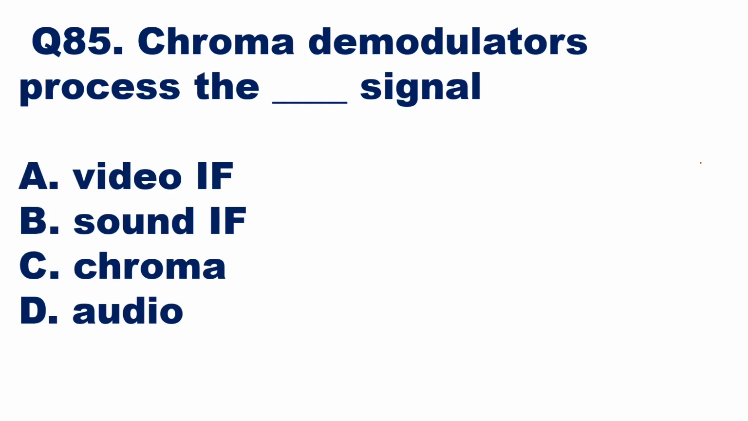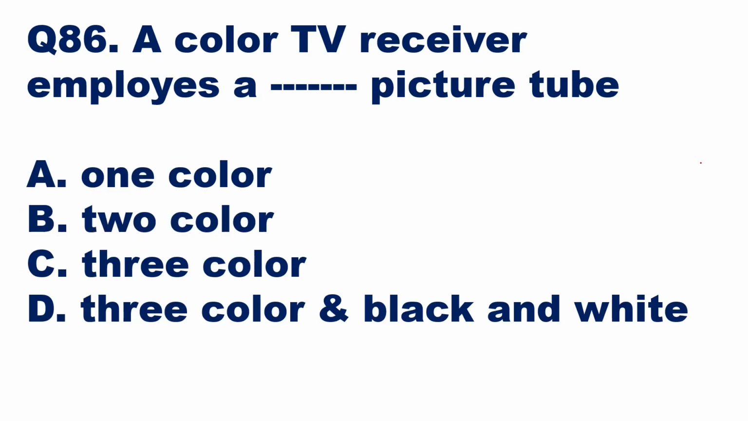Chroma demodulators process the dash signal. Obviously, chroma means color. So color demodulators are going to process the color signal. The color signal is called the chroma signal. So option C will be the right answer here, chroma. Then we'll go to the next question, question number 86.